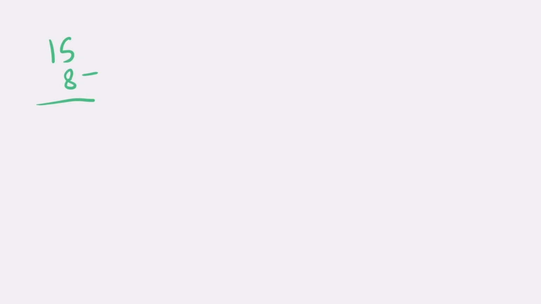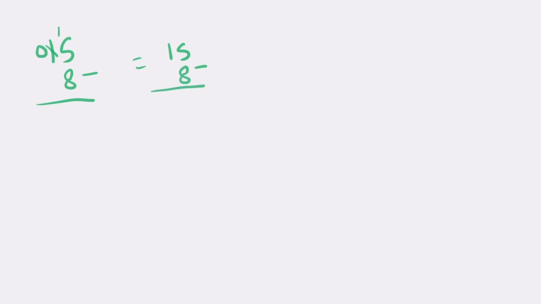So here we have 15 minus 8. You can't take away 8 from 5, so what we do is we take a 1 from here, we put a 1 here, and this 1 will become 0. So that would be 15 minus 8.